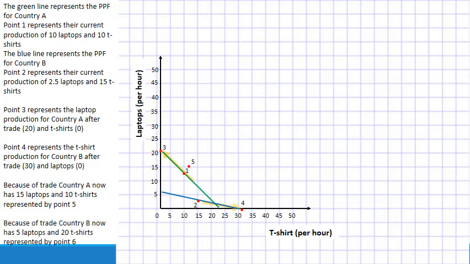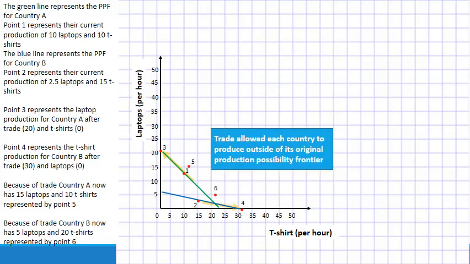At the same time, because of trade, country B now has 5 laptops and 20 t-shirts represented by point 6 here. So both countries benefited from trade by the fact that they were able to expand beyond the production possibilities frontier. So that's why countries trade, because of what it allows them to do when they begin to specialize in the production of goods.